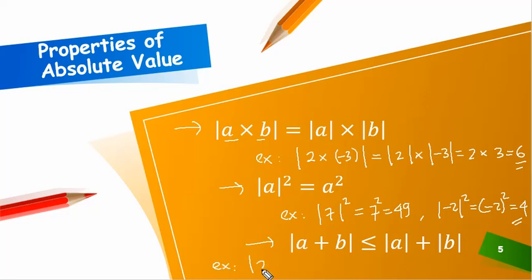The absolute value of 2 plus, let's say here is -3. Let's see the result. This is 2 plus -3, which means -1, right? So the absolute value of -1 is 1. Let's see the absolute value of 2 plus the absolute value of -3. So it's 2 plus 3, right? It's 5. So 1 is less than 5, right? So it's always less than if we separate the addition.